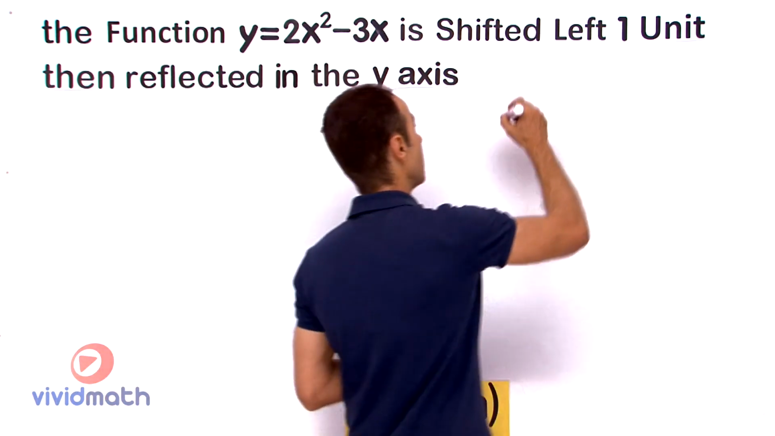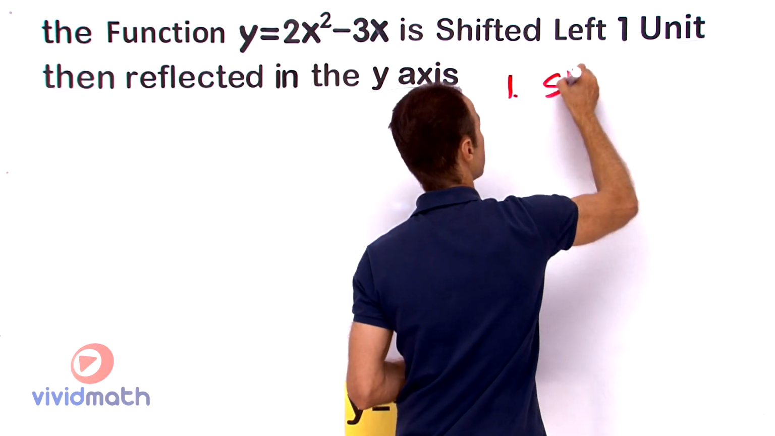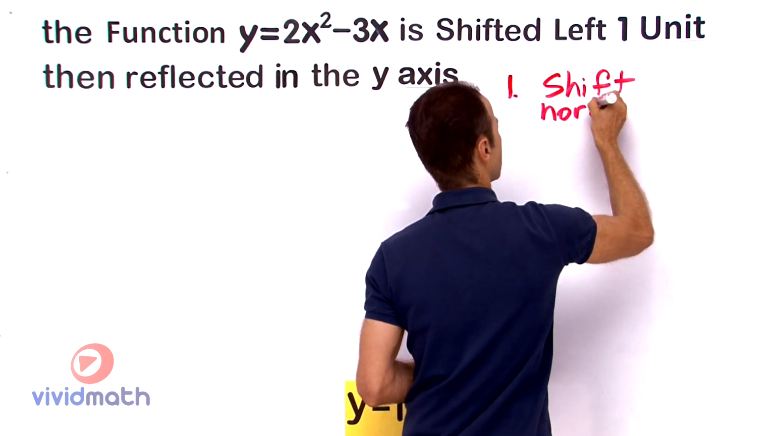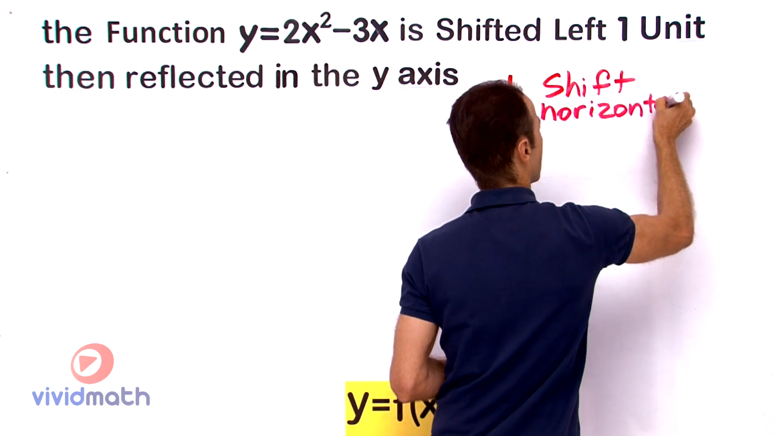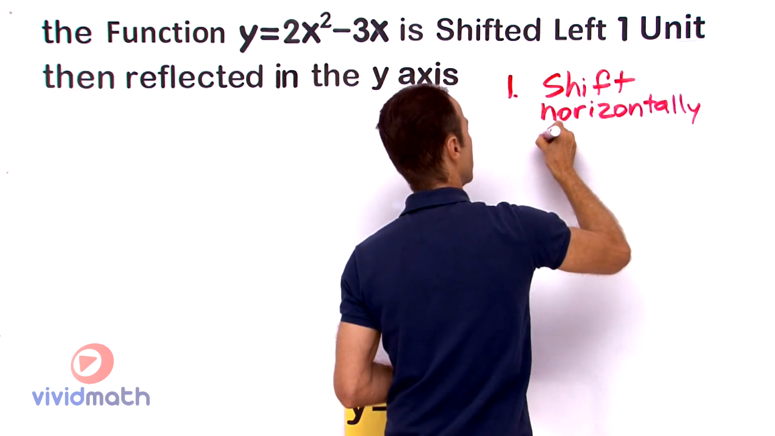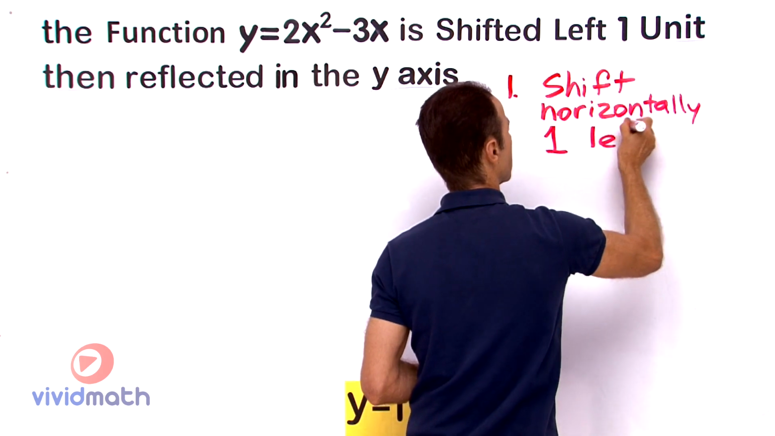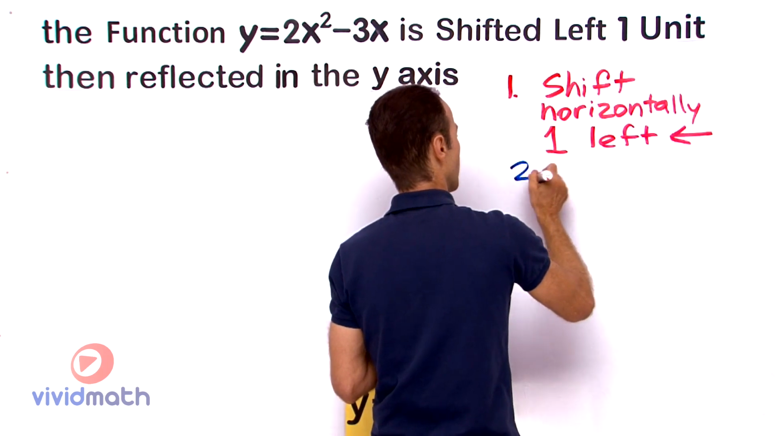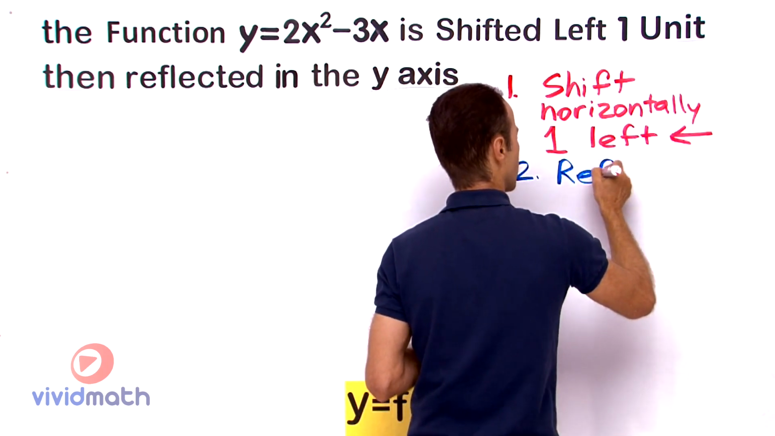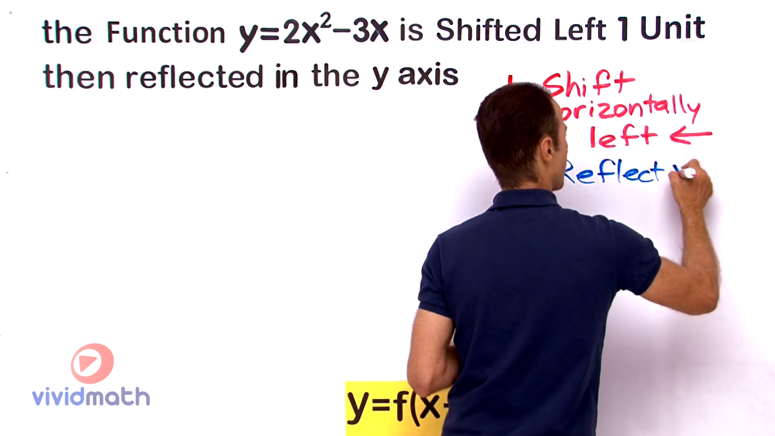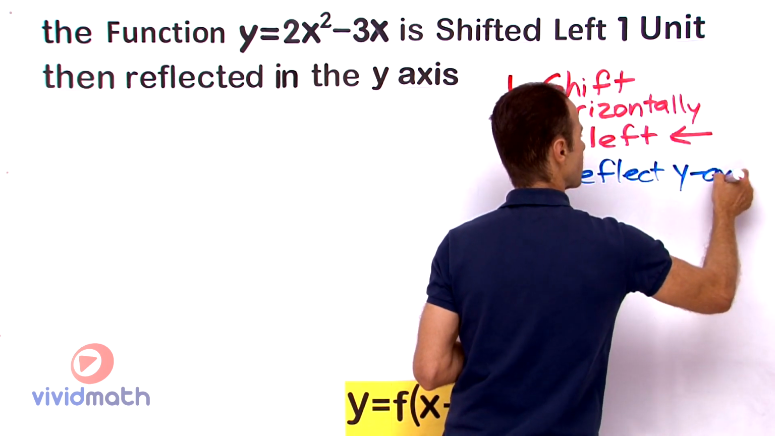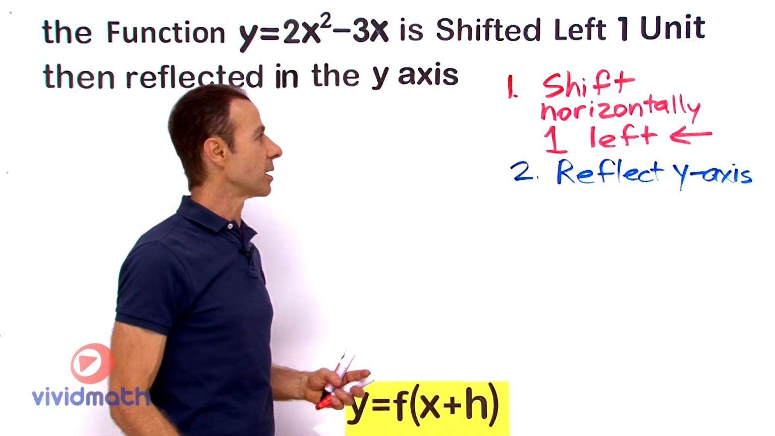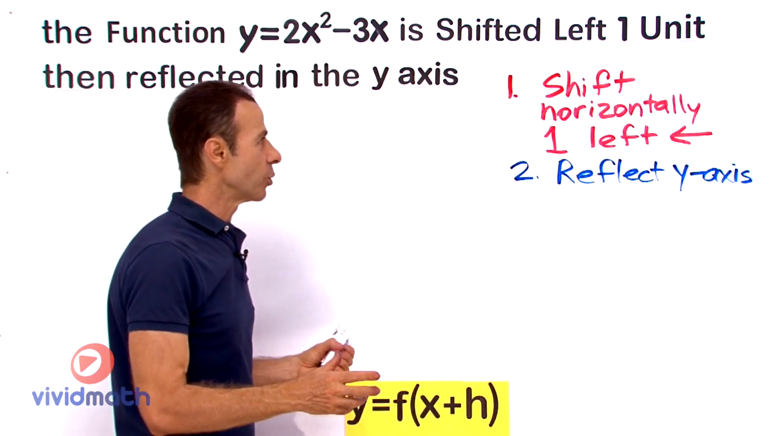The first thing, number one, we're going to shift it horizontally one unit left. All right, number two, what are we going to do? We're going to reflect in the y-axis. We're going to reflect it in the y-axis. Okay, so let's go through what we're going to do first of all with the shifting.